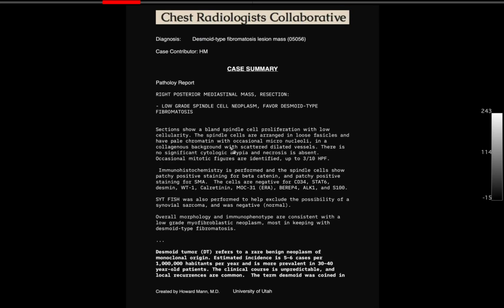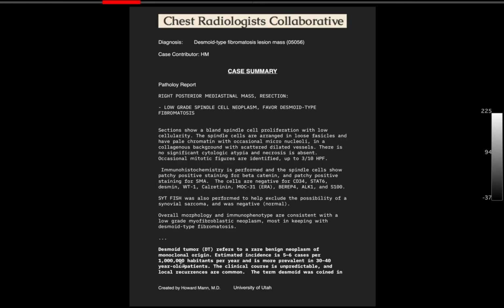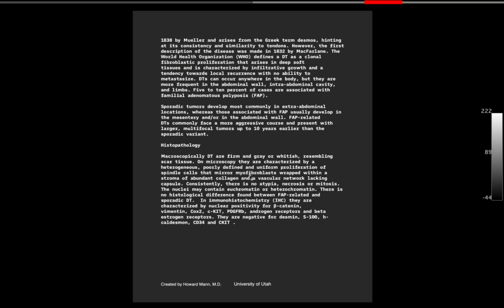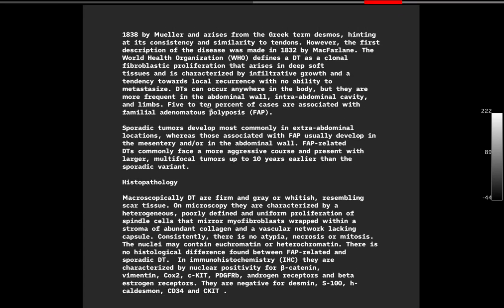Wow. So let me show you that. Desmoid tumor, benign neoplasm, incidence is X amount. Local recurrences are common, they say there. The location where we usually see that is in the abdomen, not in the chest. And about 5 to 10% of these are associated with familial adenomatous polyposis. And what else? I just copied and pasted this, I think, from UpToDate or someplace like that.